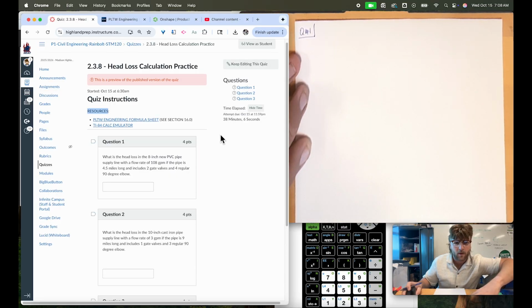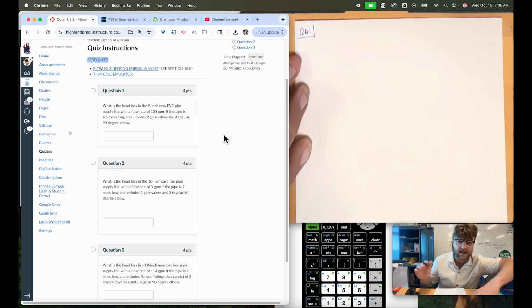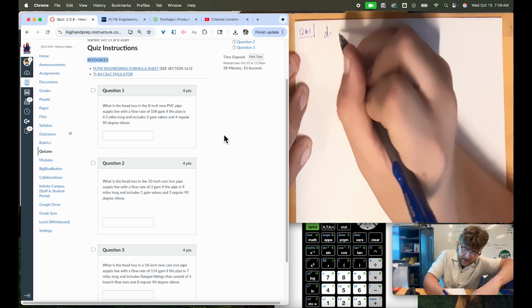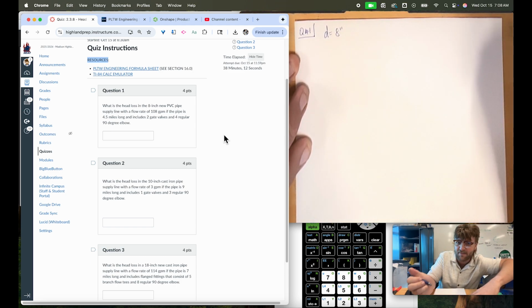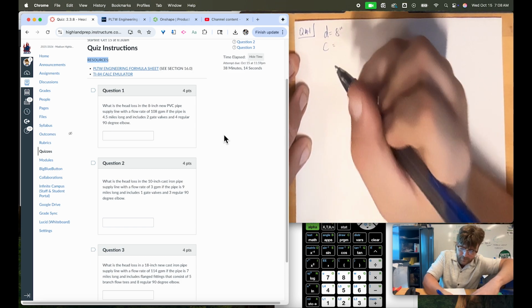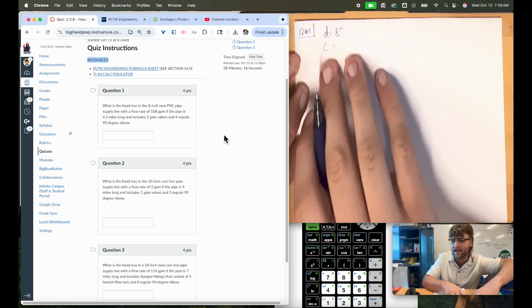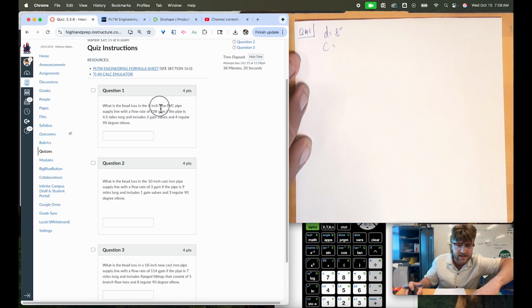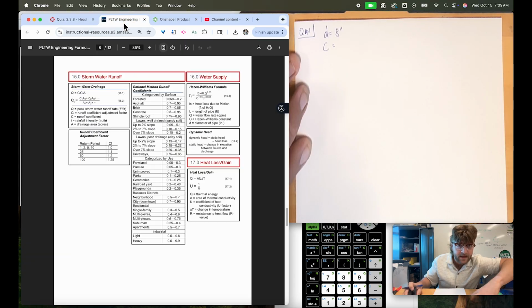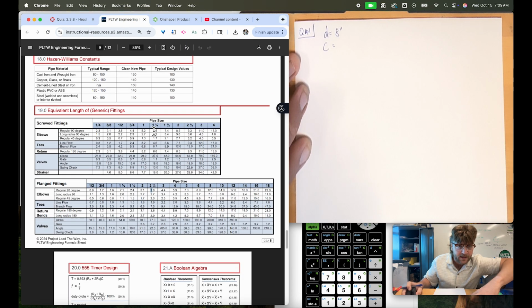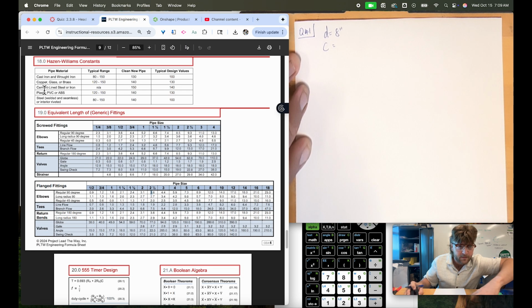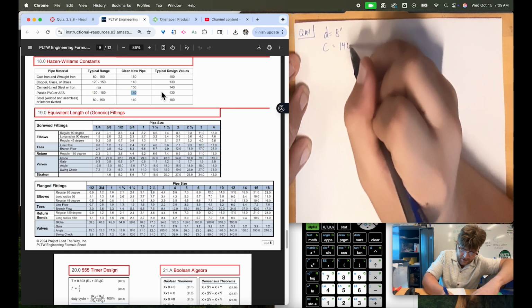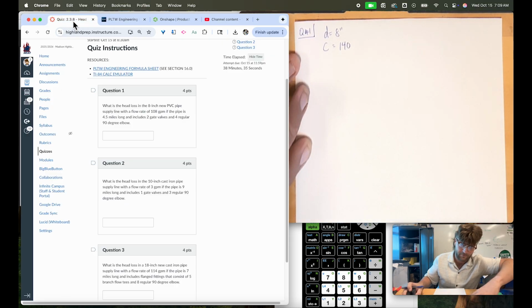So in question number 1 here, they tell us that we need to calculate out the head loss for a 8-inch diameter PVC pipe. And so that is giving us some information about C there, since it is PVC. I'm also noticing that it is a new PVC pipe. And so we're going to go ahead and scroll down here to a new PVC. So we got plastic PVC. It is giving us the designation of it being a new pipe. So that means our C value is going to be 140.